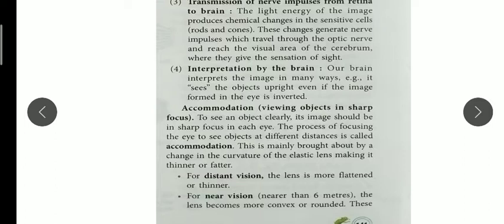So what is accommodation? In the third line it is written, so you can mark also, the process of focusing the eye to see objects at different distances is called accommodation. Accommodation is a process through which we can see the object clearly, and we can get the information of the object, the distance, the size of the object, based on our focus, where we want to focus.